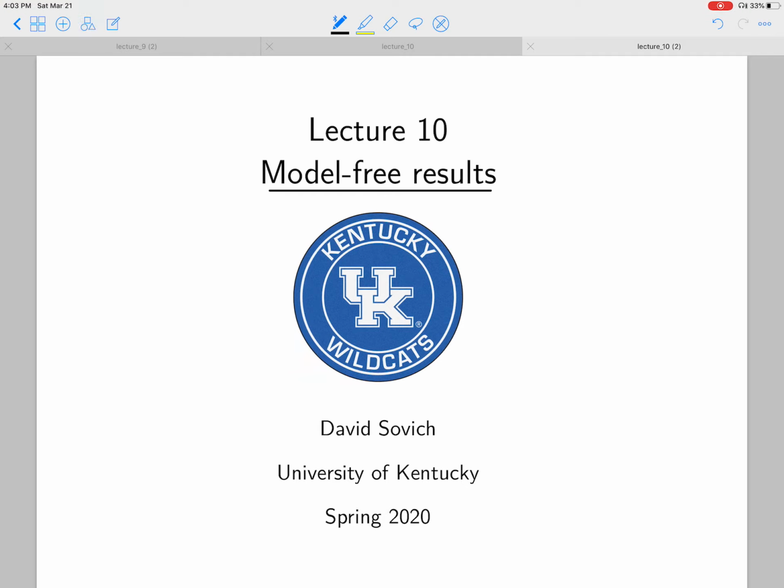Model-free results are going to answer the following question. How accurately can we price an option without making any assumptions about the distribution of the underlying stock? That is, we'll write that down so we know the motivation.